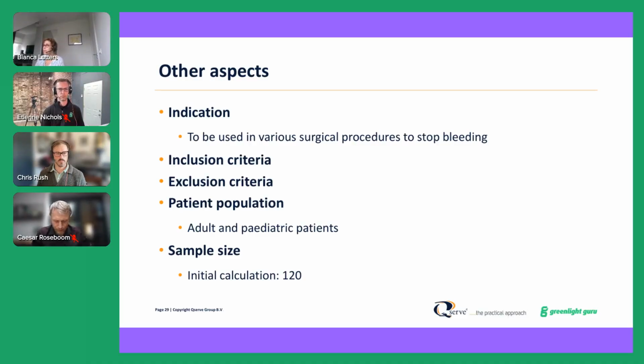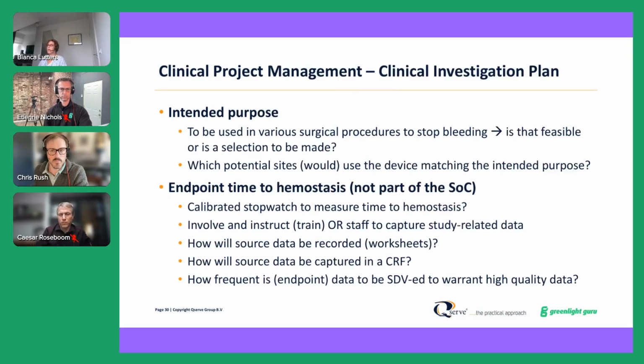The patient population: it's a brave manufacturer because they say we are aiming at adult and pediatric patients. Pediatric patients in the US for such a device may be doable. In Europe, it may be more difficult because they want to see clinical data on kids. Sample size, the initial calculation indicated 120. So it's a decent study, not huge, but a decent size. Over to Caesar.